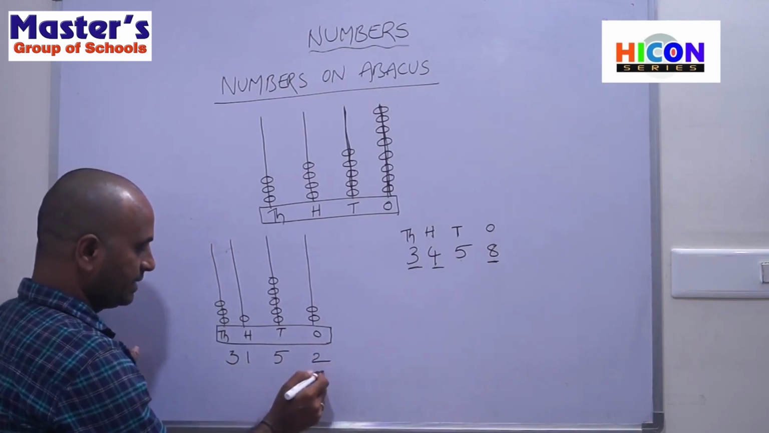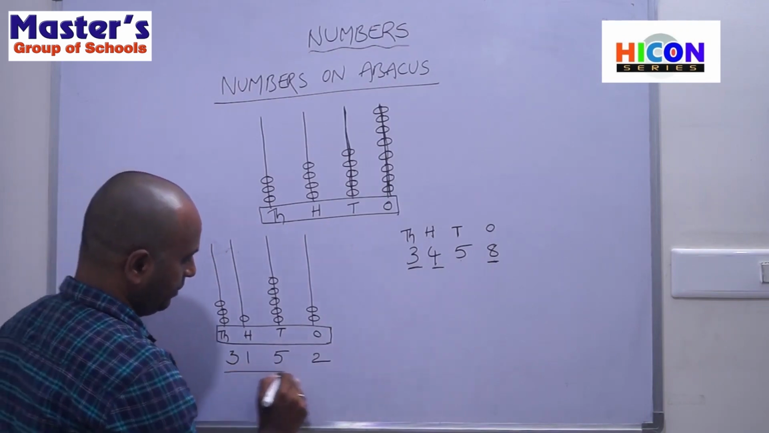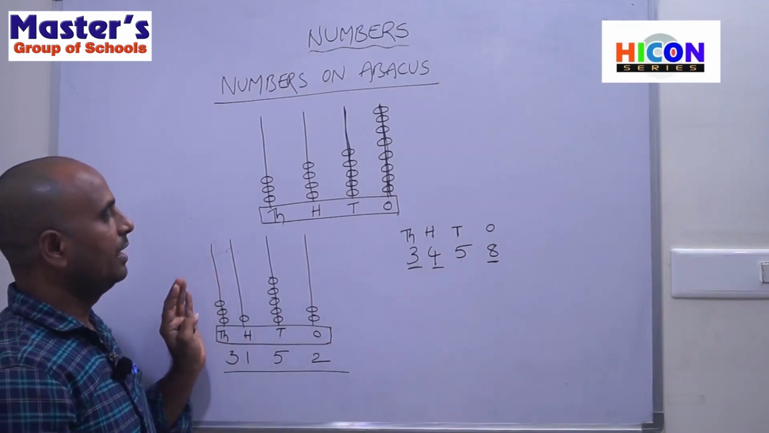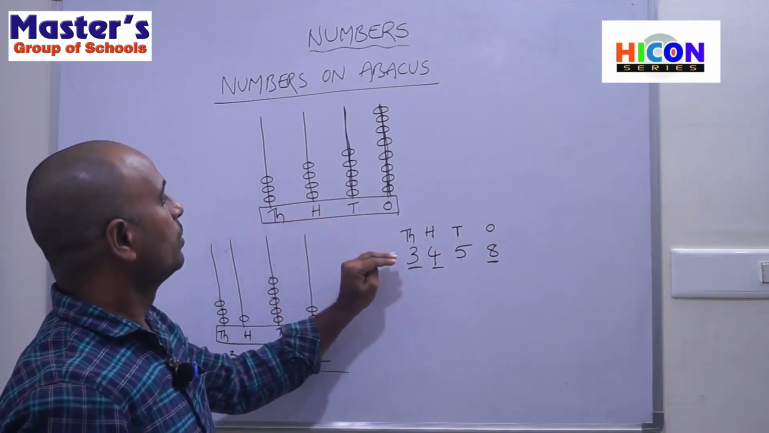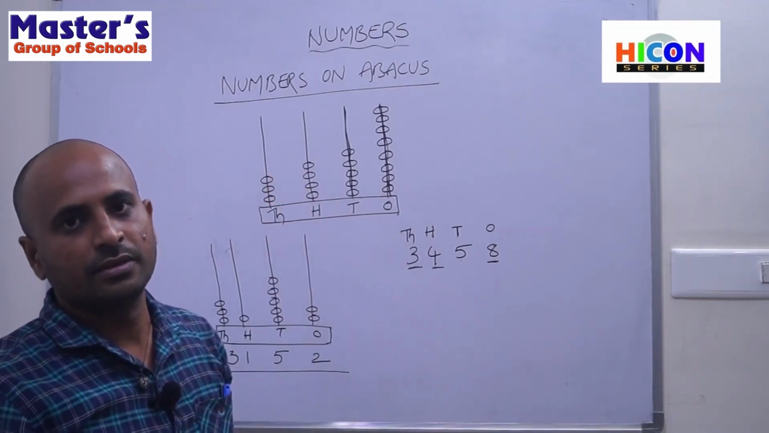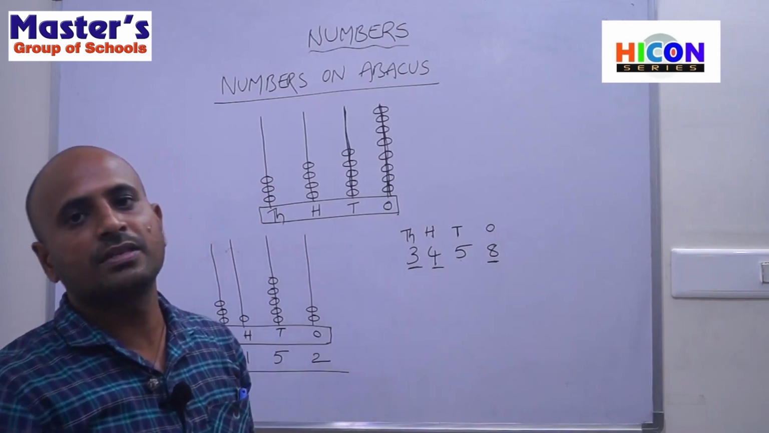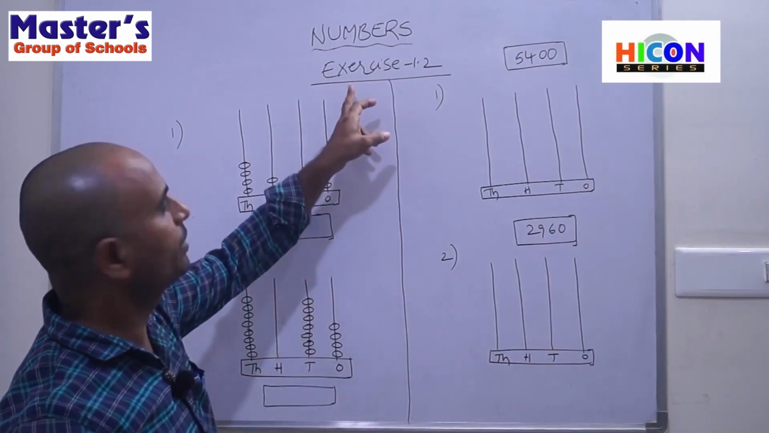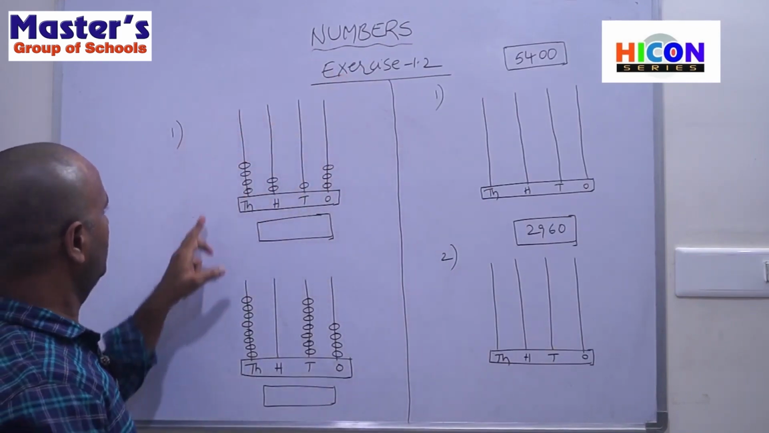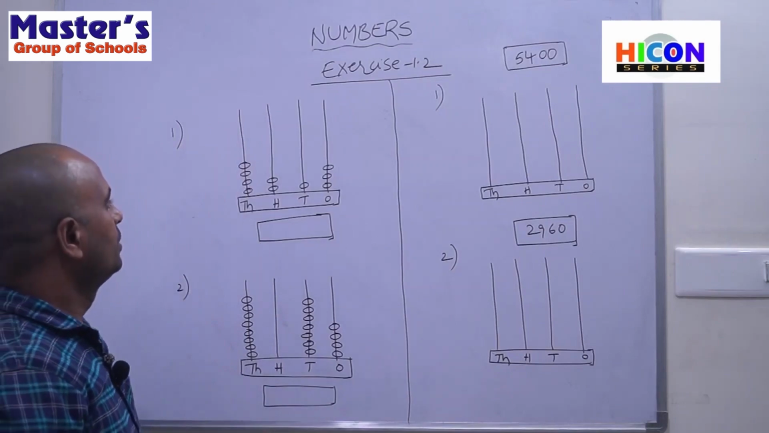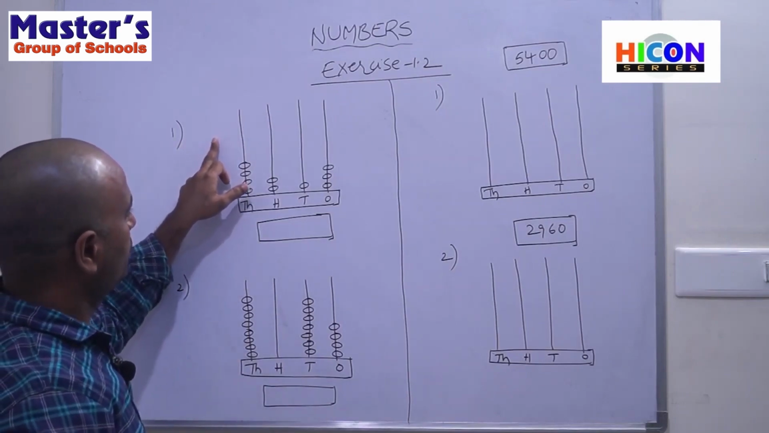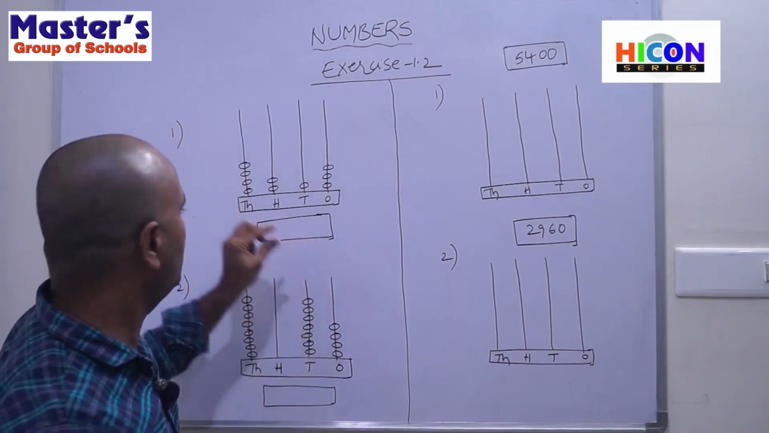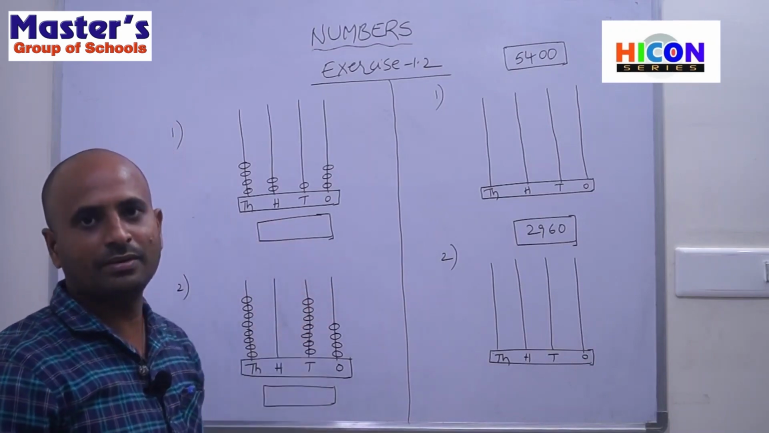So now the number is 3152. So this is the way of writing a number from the given abacus, and this is the way how to draw the number on the abacus. So this is the representation of numbers on abacus. Now we will go to the exercise part. In exercise 1.2, I have taken 2 problems. So the first problem is: write the numbers from the given abacus and also write the number names for the number.